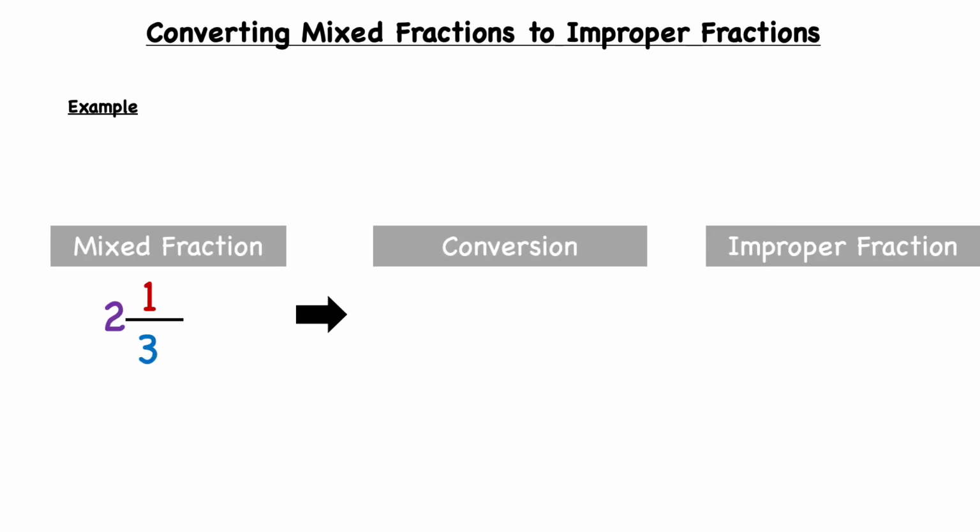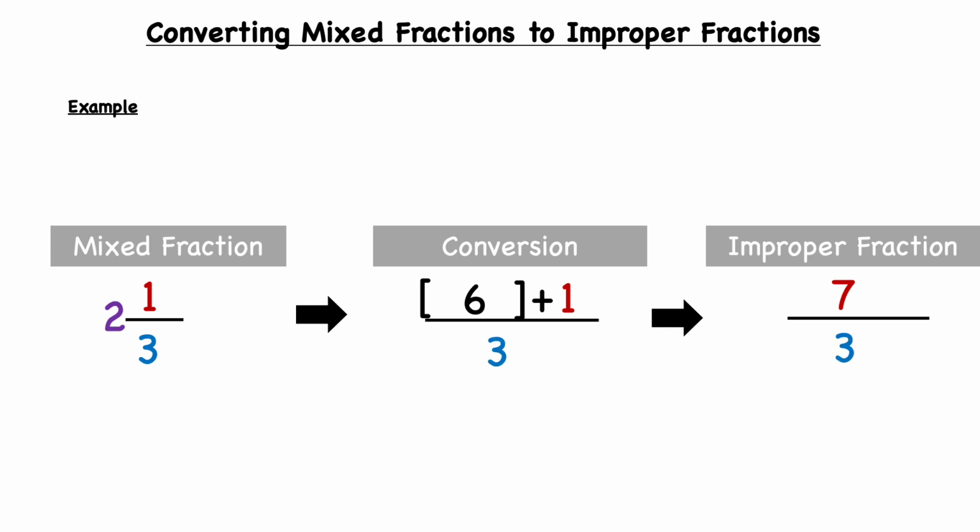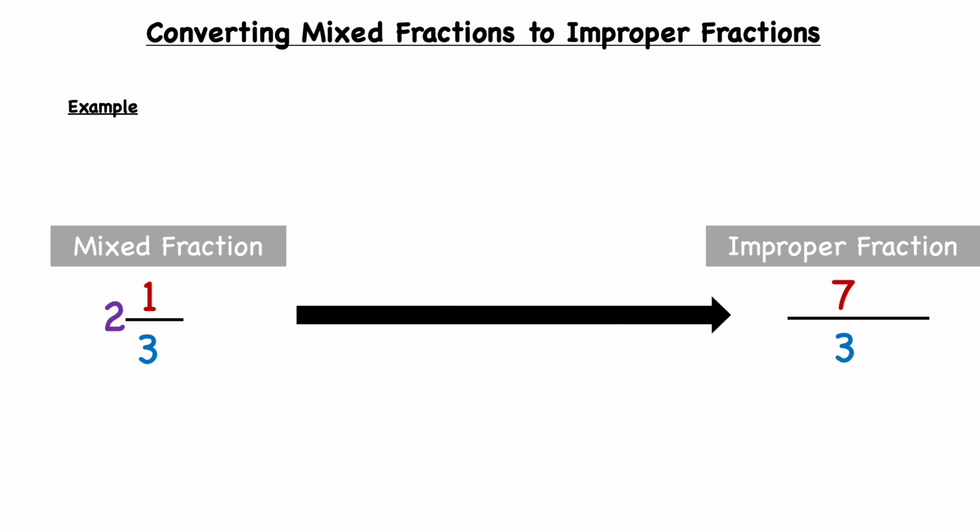Let's try it with an example. 2 and 1/3. Step 1. Multiply the whole number 2 by the denominator 3. 2 times 3 equals 6. Step 2. Add the numerator 1. 6 plus 1 equals 7. Step 3. The denominator stays the same. So 2 1/3 is equivalent to 7 over 3 as an improper fraction. Easy, right? Now it's your turn.